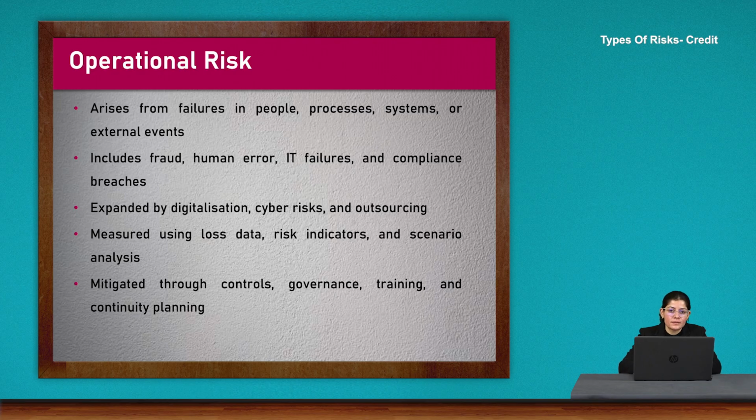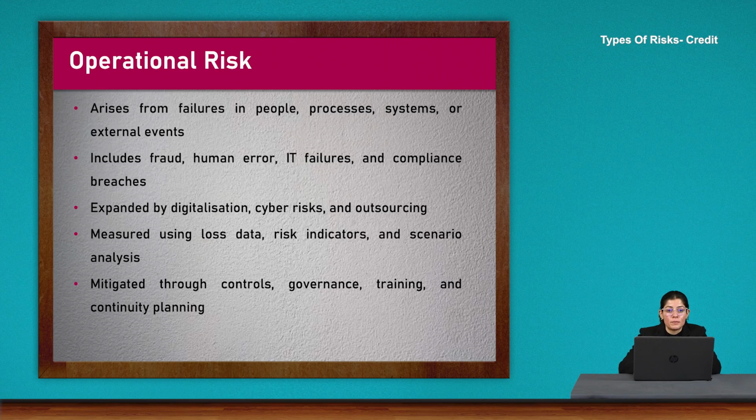Because operational risk is diverse and less amenable to precise quantification than credit or market risk, the bank relies on a combination of tools such as internal loss databases, key risk indicators, scenario analysis, and detailed process mapping to estimate the potential exposures. Mitigation measures include the segregation of duties and automated controls.